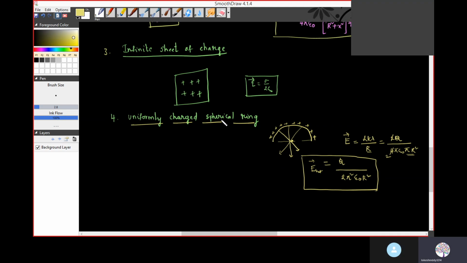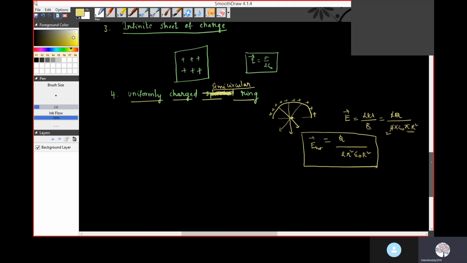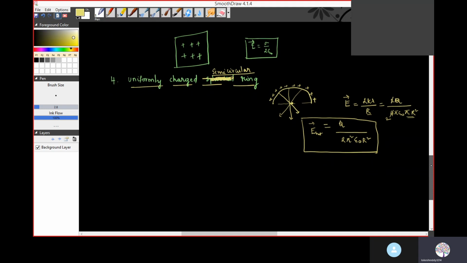Semicircular ring charged, semicircular, not spherical, semicircular ring.